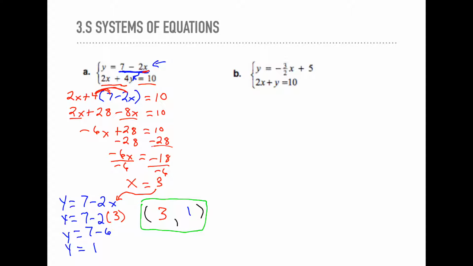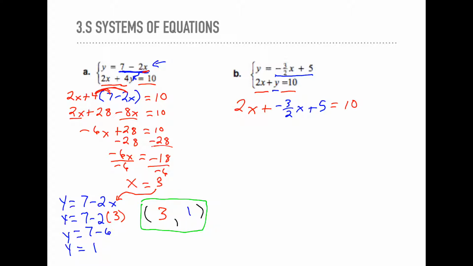All right, once again, feel free to pause the video, try B on your own if you can. If not, let's plug it in and let's take care of this. Steps, once again, I know what y is equal to. So we're going to take it and plug it in for that y value there. And nothing else is going to change except for that y value. So we're going to get 2x plus, once again, instead of y, we're going to write negative 3 halves x plus 5. And then finish writing the rest of the equation, equals 10.